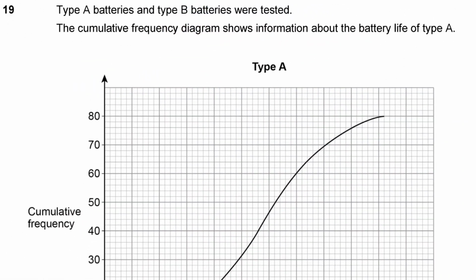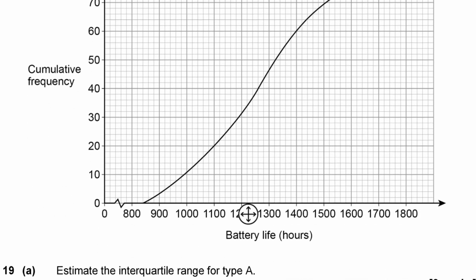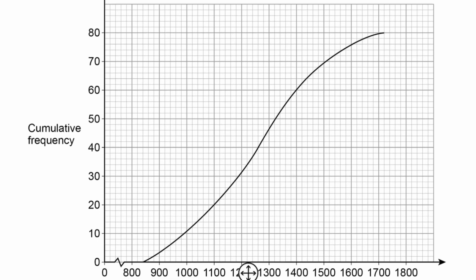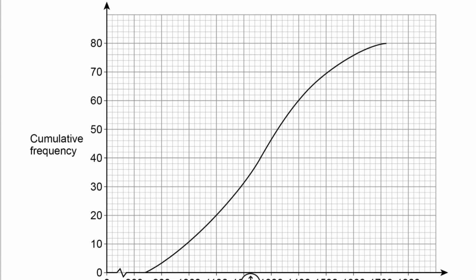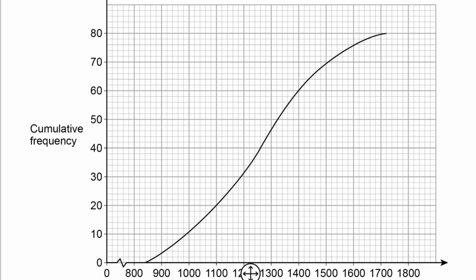Question 19. Type A batteries and Type B batteries were tested. The cumulative frequency diagram shows the information about the battery life of Type A, and we can see it's got one of those distinctive S-shaped cumulative frequency curves. Estimate the interquartile range for Type A.